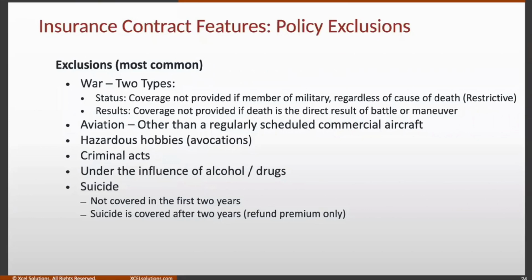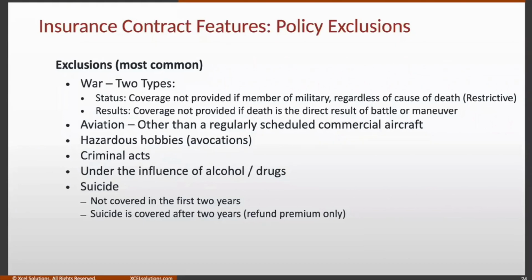Any criminal acts will be excluded. Robbing a bank and getting shot in the crossfire, or being a drug dealer and having your apartment raided, resulting in a crossfire where a person gets killed. Those are all criminal acts, and a life insurance policy will not cover death due to criminal acts. Also, if a person dies under the influence of alcohol or drugs, due to an overdose that they themselves initiated, many policies will exclude it and not cover it.